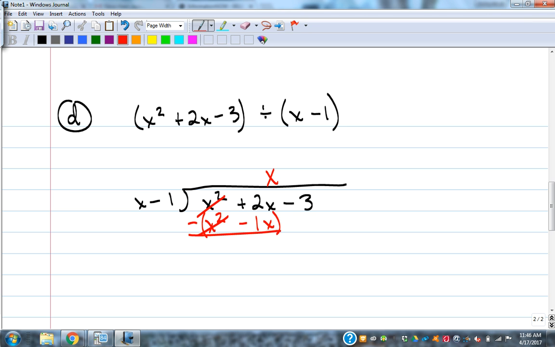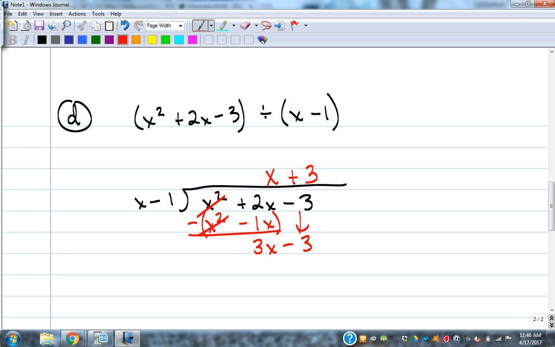And then what's 2x minus negative 1x? Positive 3x. And then I'm going to bring down the next term. Okay. Now, again, I look at the front piece. What times x would get me 3x? 3. So that's what goes up top. It's a positive 3, right? Because that's a positive 3 right there. So it's plus 3 up here.